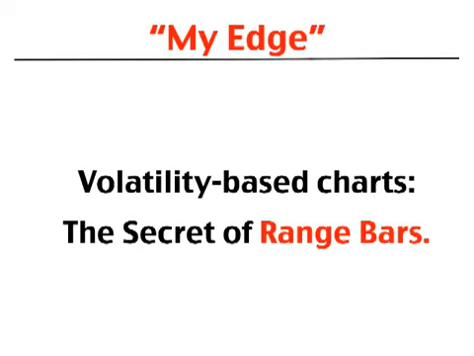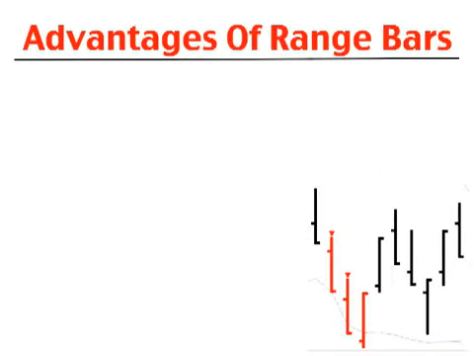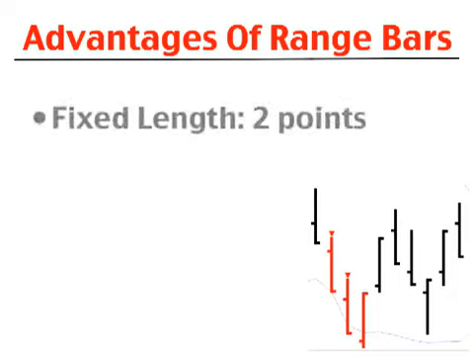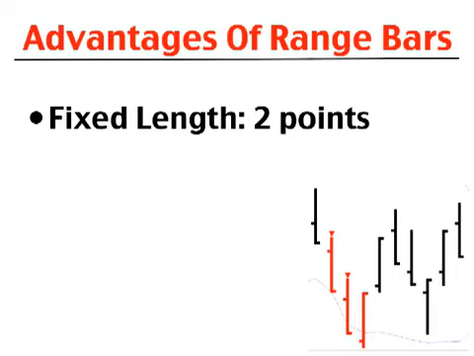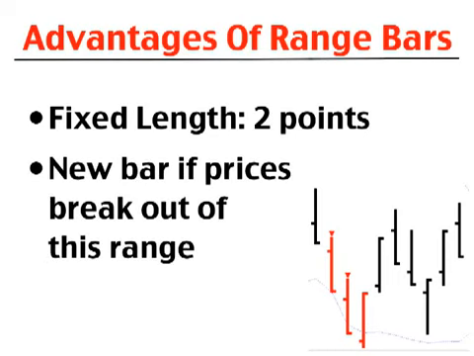So what does this mean? Well, when using volatility-based charts, you plot a new bar or a candle after the market moves a certain amount, for example, 2 points. It's really pretty simple. So why do I use these range bars? Well, let me show you. Here are the advantages of range bars. Every bar has a fixed length, in our example, 2 points. And you only get a new bar if the market breaks out of this 2-point range.